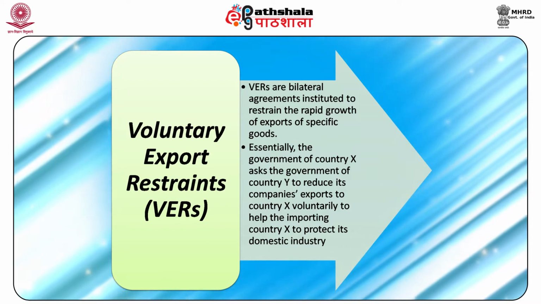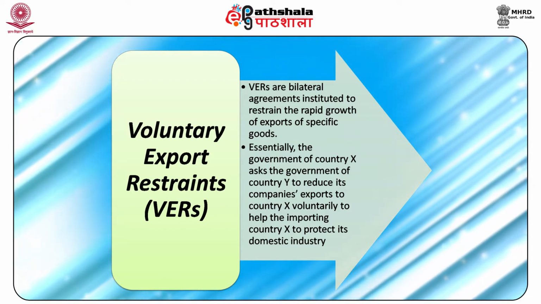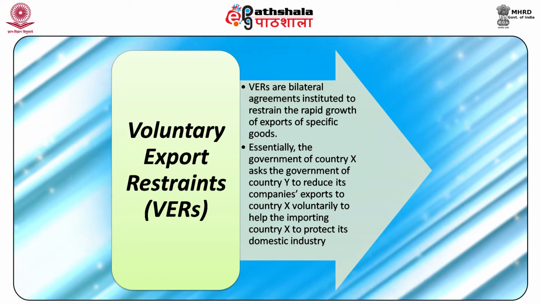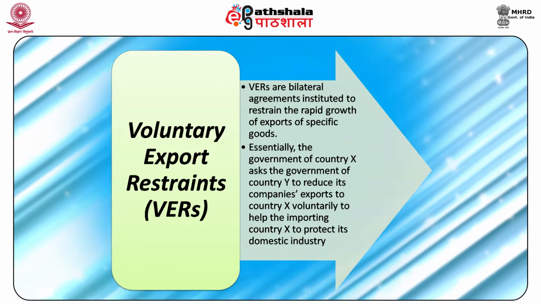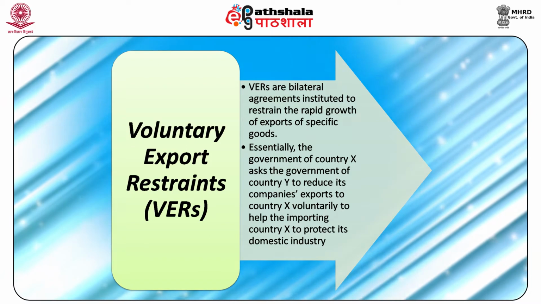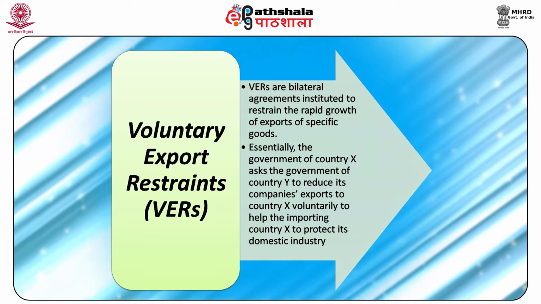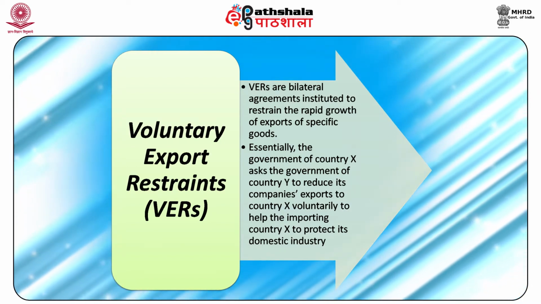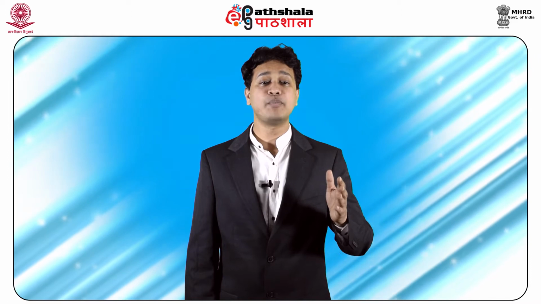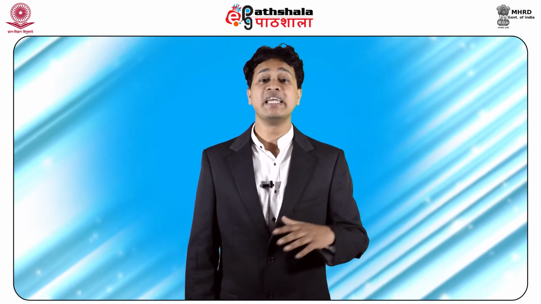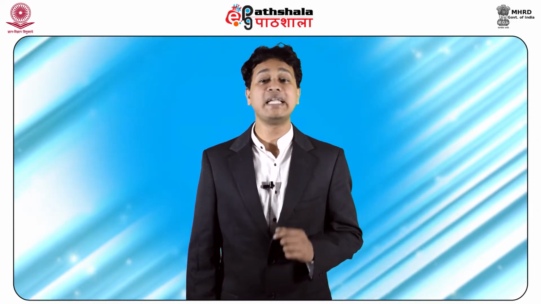Voluntary export restraints, also known as VERs. VERs are bilateral agreements instituted to restrain the rapid growth of export of specific goods. Essentially, the government of country X asks the government of country Y to reduce its companies' exports to country X voluntarily to help the importing country X to protect its domestic industry. One of the most famous examples of voluntary export restraints is the limitation on auto exports to the United States enforced by Japanese automobile producers in 1981.